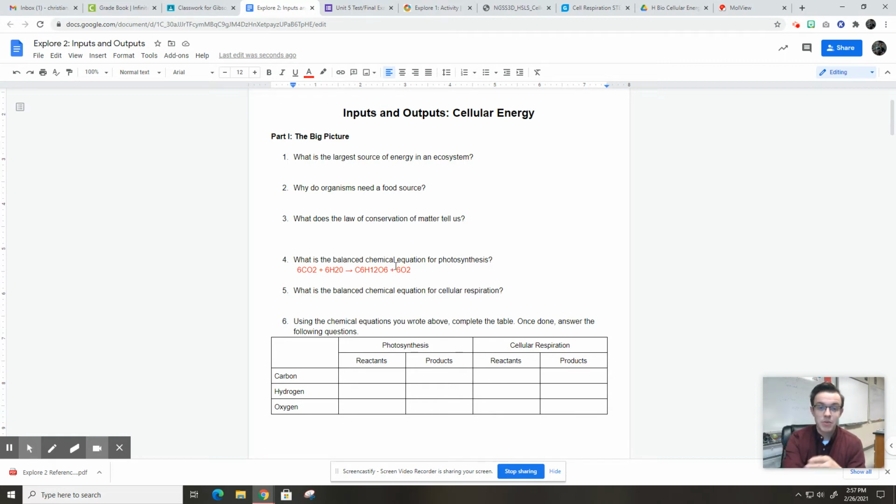Okay, and now we have the same number of carbon, hydrogen, and oxygen on both sides of the equation. So this is balanced. It obeys the law of conservation of matter. All right. Now, the balanced equation for cellular respiration is simply the reverse of that.